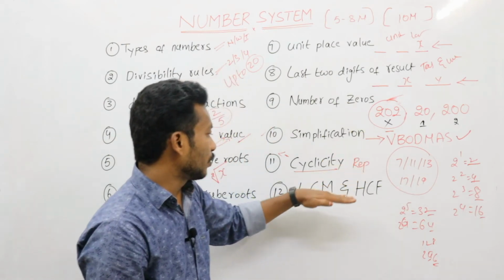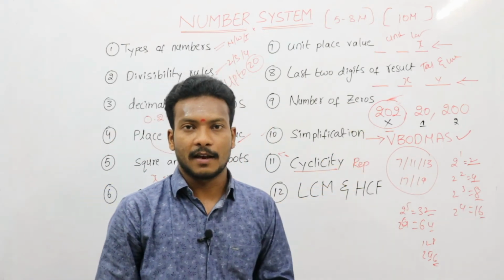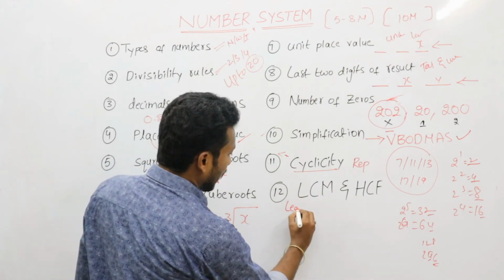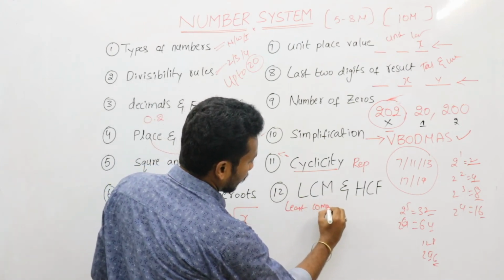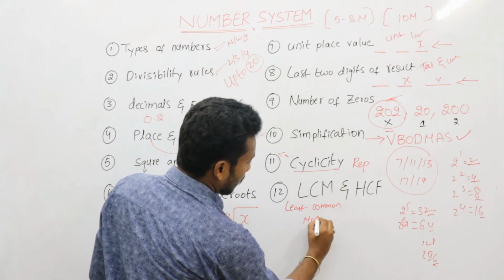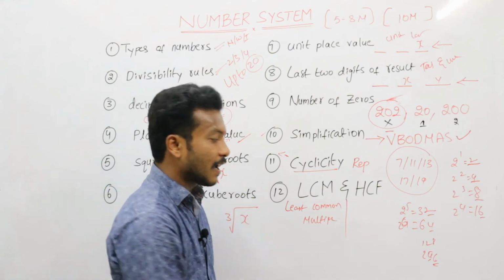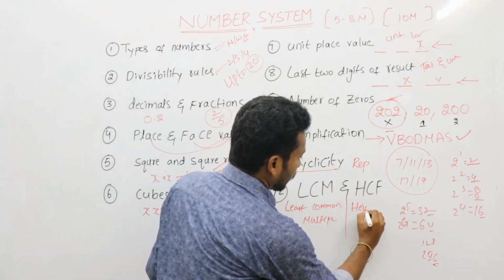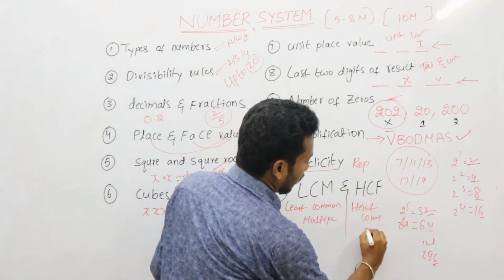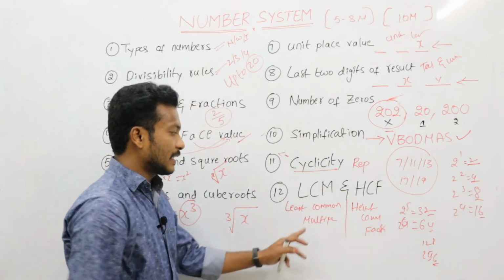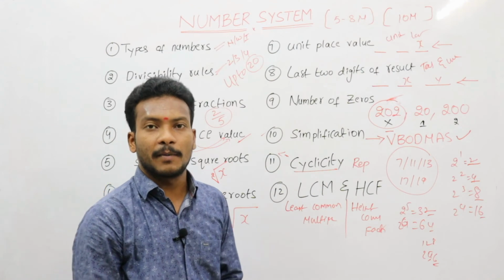Okay, now move to the LCM and HCF. What is the meaning of LCM? Least common multiple. What is meant by HCF? Highest common factor. Okay, least common multiple and highest common factor.